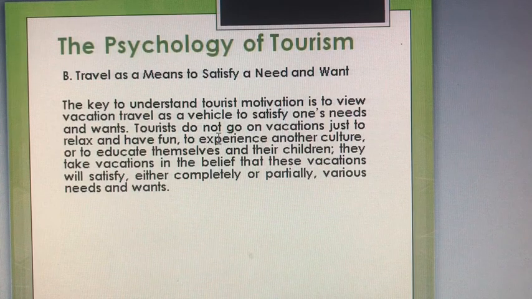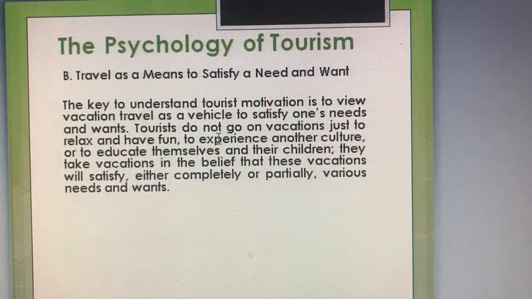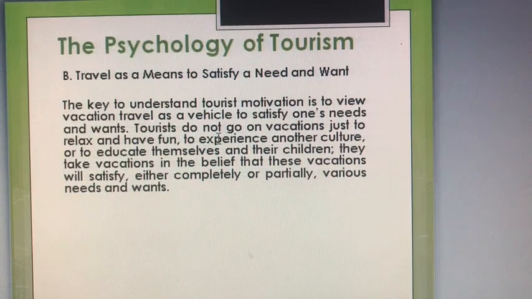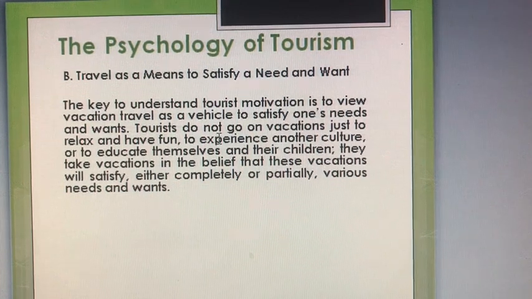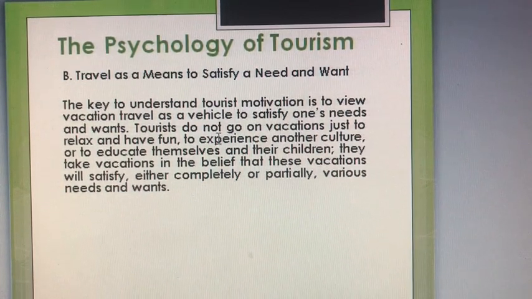Ganun din sa wants. We want to see foreign countries, we want to go to European countries, we want to see the Eiffel Tower of Paris, like that. So, we travel, okay? So, when we travel, that satisfies our need and our wants. Okay, so nakalagay dyan that the key to understand tourist motivation is to view vacation travel as a vehicle to satisfy one's needs and wants. Okay, so para maintindihan daw natin yung tourist motivation, we have to see vacation travel as a tool, yung magiging way for us to satisfy our needs and wants.